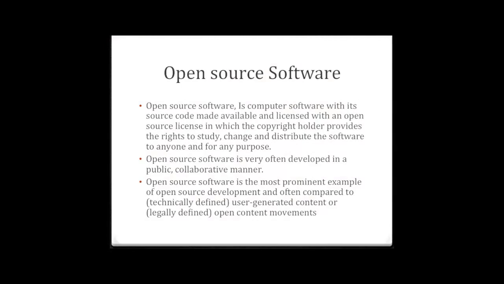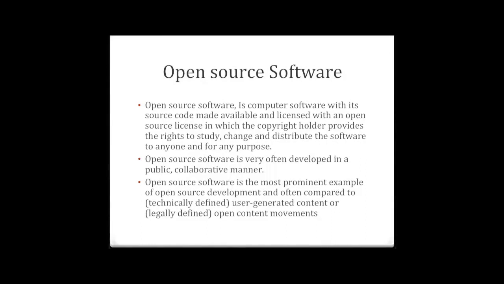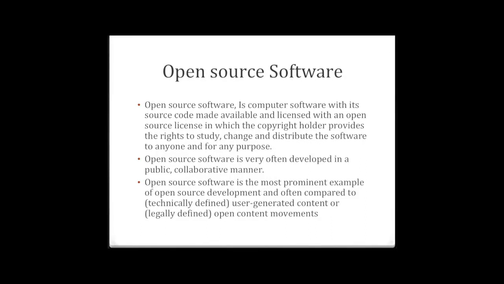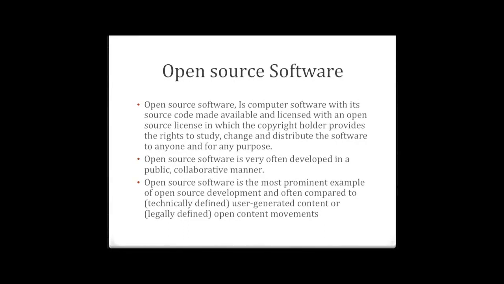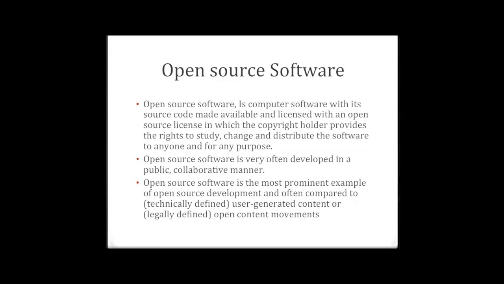We'll start off with open source software. Open source software is computer software with its source code made available and licensed with an open source license, in which the copyright holder provides the rights to study, change, and distribute the software to anyone for any purpose. Basically, anyone can do whatever they want with it. It's free source software. You can download it, edit it, customize it, change it, absolutely anything.